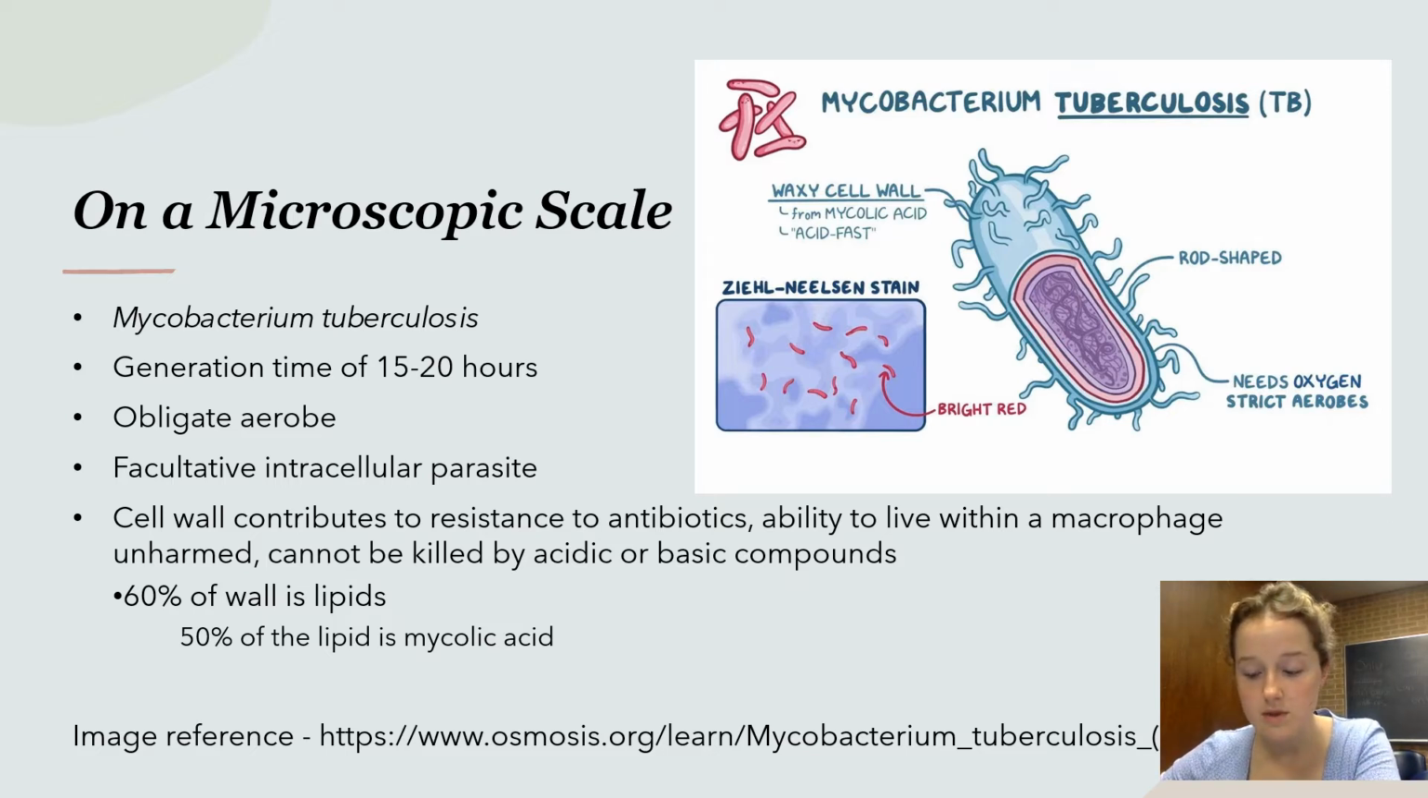So the cell wall is composed of 60% lipid, and 50% of that is mycolic acid. Now, mycolic acid is only found in the genus Mycobacterium, and what it does is it creates an extremely hard shell that almost nothing can penetrate. So even in a macrophage that is attacking with lysozyme or other chemicals, it cannot be penetrated, and that is the reason that it can act as an intracellular parasite, and also the reason why it is resistant to most antibiotics. And it's also the reason why it is acid fast. So in a Ziehl-Neelsen stain, it will be red.